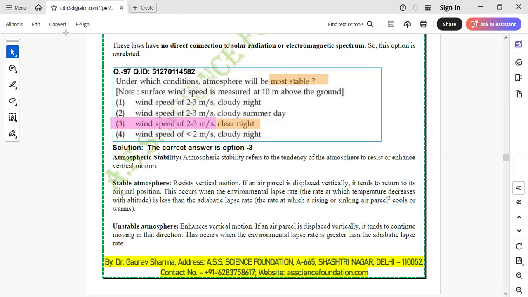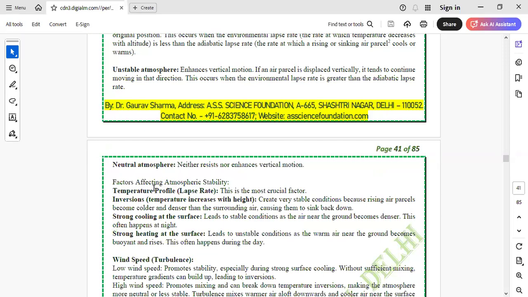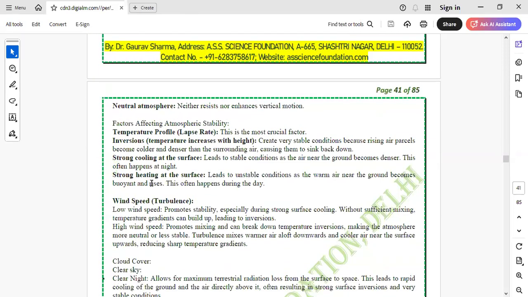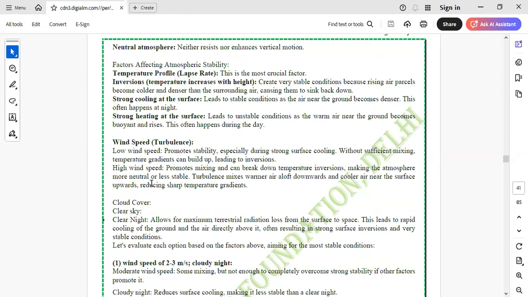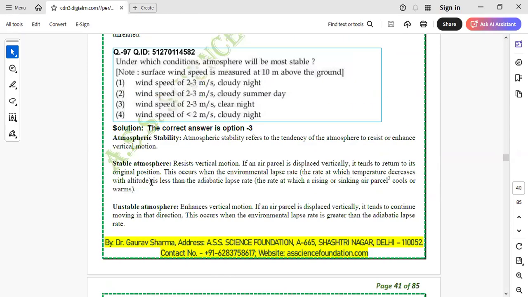Is that clear to everyone? The rest of the conditions I have explained below: what is atmospheric stability, stable atmosphere, unstable atmosphere, neutral, right? Temperature profile, inversion, why it happens, cloudy sky, what happens, clear sky, what happens, right? So you should have a clear cut sky, then only you can say that in the night time it is most stable. Is that clear for 97? The explanation I have attached, and this topic we have covered in very great detail in climate change and air. So there is no point in repeating it, right? So this was 97.